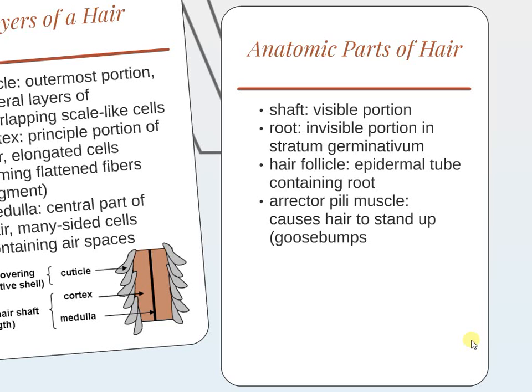The hair follicle, you may have heard people saying when they pull out a hair, they pull out the follicle too. The hair follicle is a tube within the epidermis that contains the root of the hair. And then finally, the erector pili muscle, pili meaning hair, erector meaning raising. The erector pili muscle is what causes the hair to stand up. So if you get goosebumps on your skin when you're cold or scared, that's those erector pili muscles contracting and causing the hair to stand up.